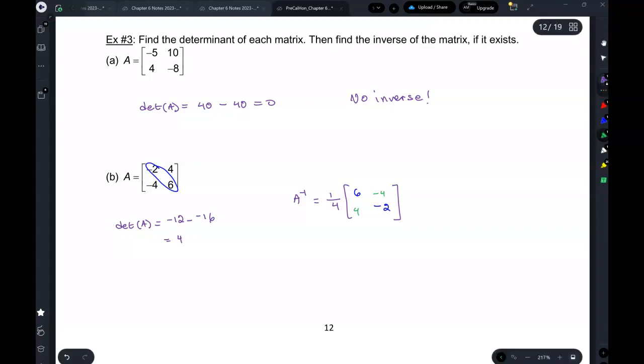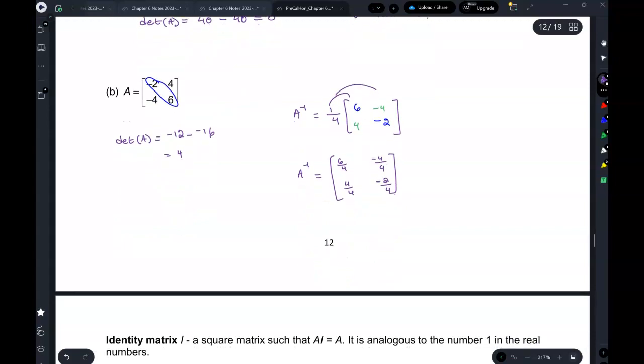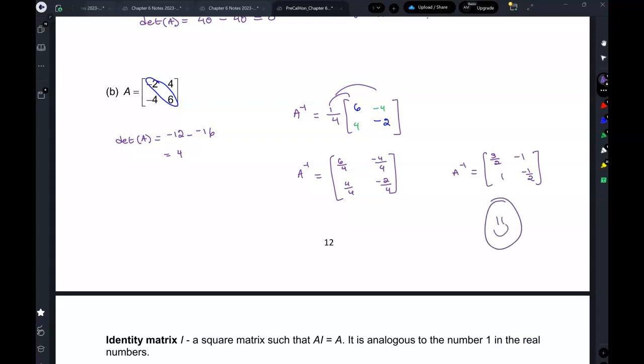Then you obviously have to multiply this in. So A inverse is 6 over 4, negative 4 over 4. But, I mean, it's just embarrassing to not simplify your fractions. So let's go ahead and simplify those fractions. And that's it. So simple, right? That's the inverse. Okay?